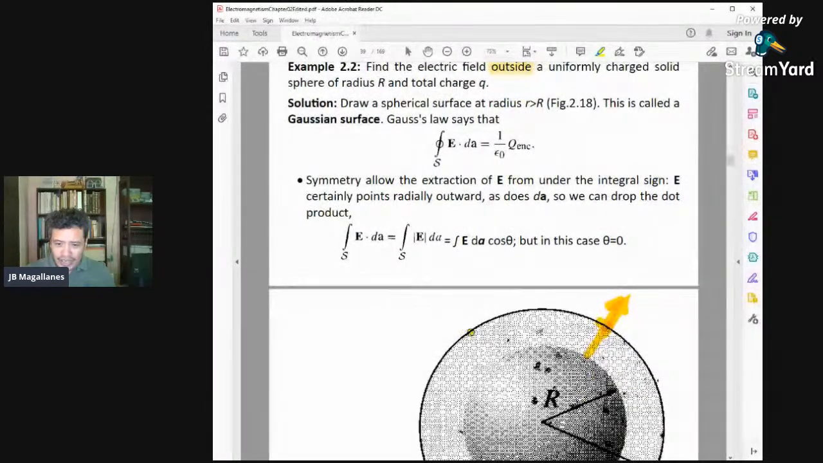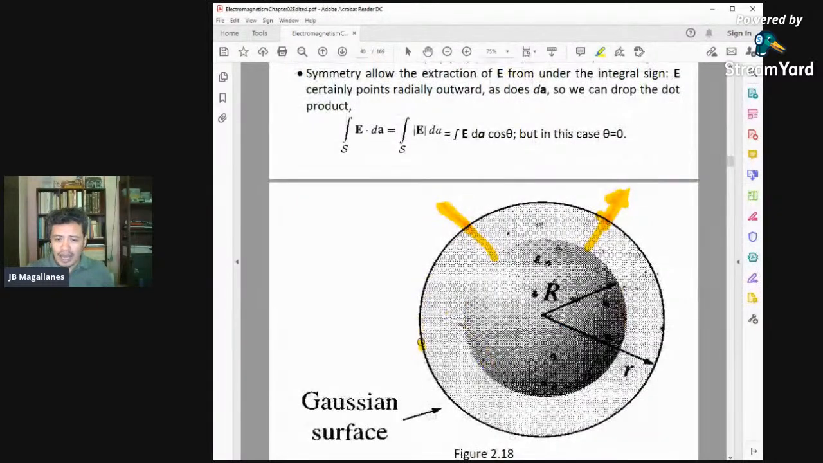For this point, if you have a patch of area at this point, the direction would be that one. And then the electric field would also come out of here. So again, at this point, the angle between dA and the field is equal to zero. So cosine of zero is equal to one. So at any point here at the surface of the Gaussian surface, this is R away from the center.